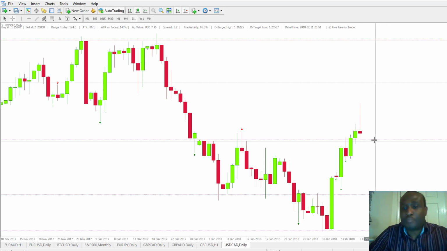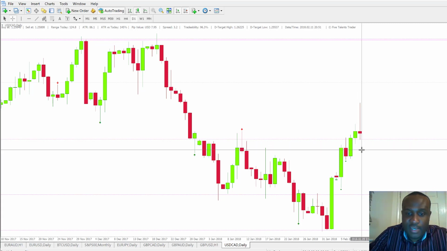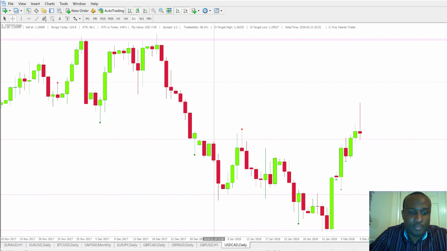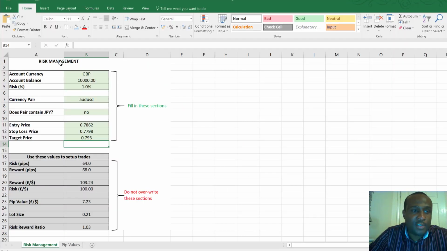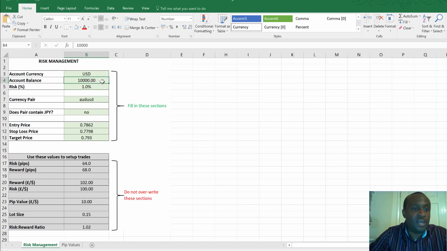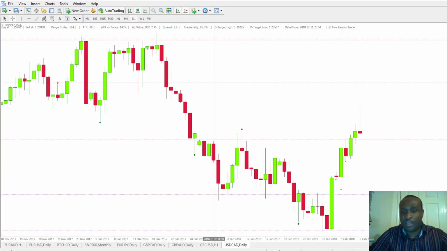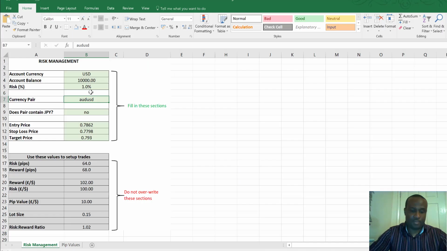In this case, the entry will probably be 5 pips below that. So it is USD CAD. For risk management, the account currency, let's say this account is USD, and the account balance is 10,000, and I want to risk only 1% of the account. The currency pair in this case is USD CAD.